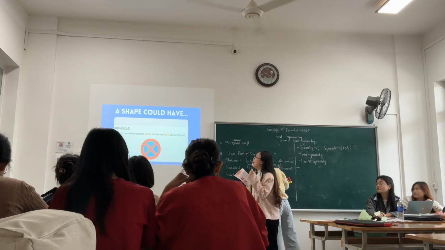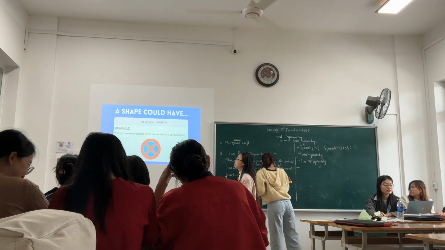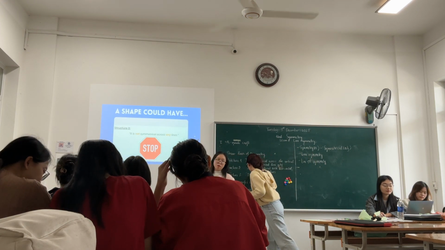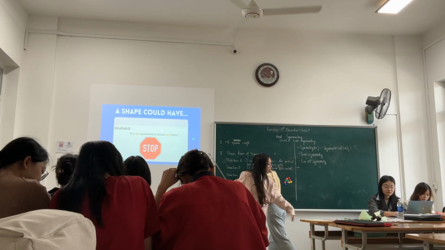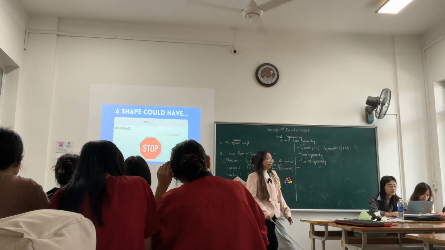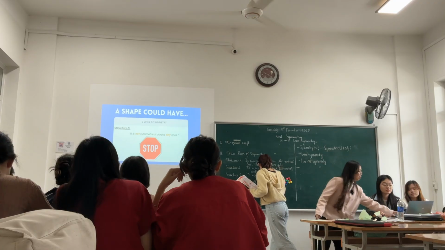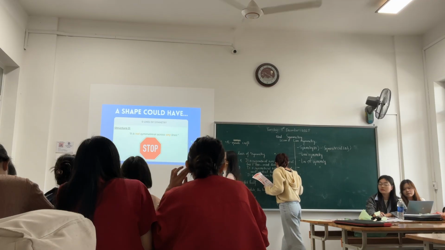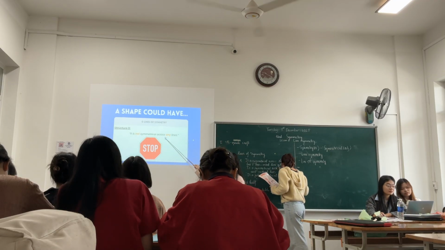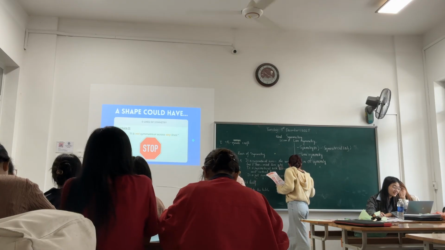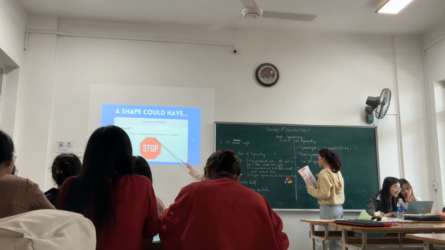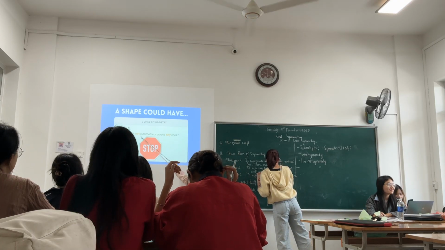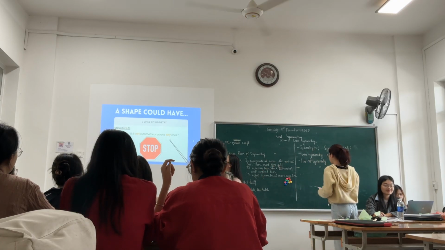Alright, very good. And the last case. So a shape would have zero lines of symmetry. And in this case, you will say it is not symmetrical across any line. So class, repeat after me. It is not symmetrical across any line. Louder, please. It is not symmetrical across any line.